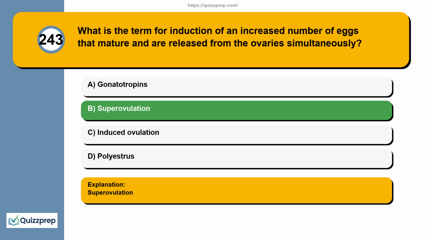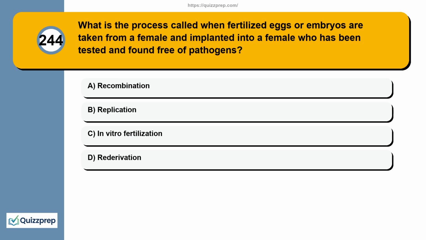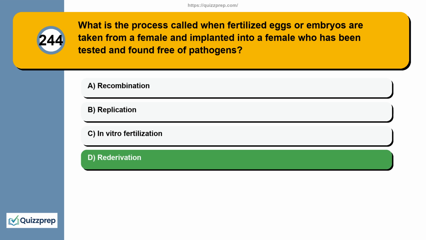Question 244. What is the process called when fertilized eggs or embryos are taken from a female and implanted into a female who has been tested and found free of pathogens? Option A, recombination. Option B, replication. Option C, in vitro fertilization. Option D, retroivation. The correct answer is option D, retroivation.